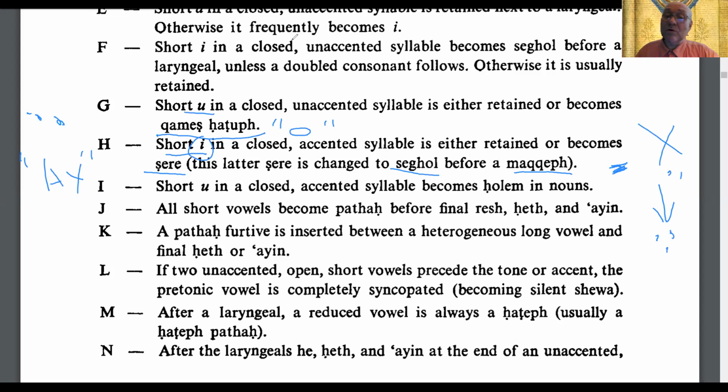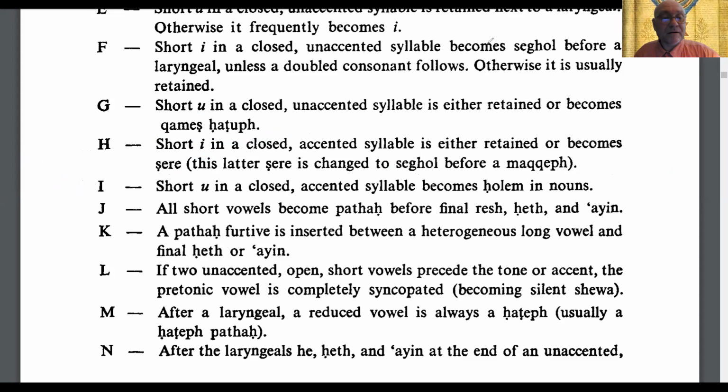Look at all these rules. I mean, this is why Hebrew and, my goodness, Aramaic is just loaded with all these rules. And this is why it's really a lifetime study, but I find it interesting to do this.